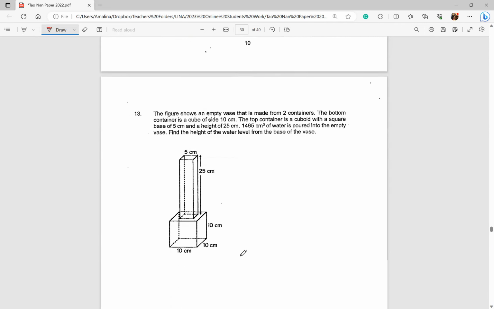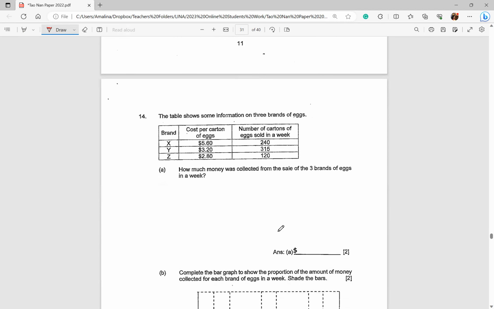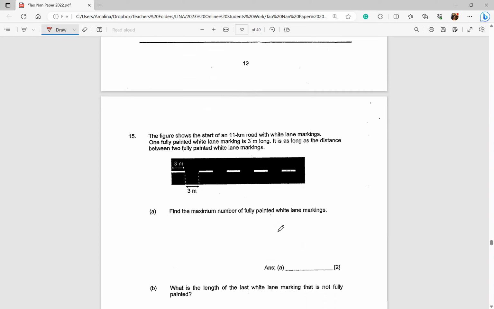Okay, let's move on. I will skip question number 13. I think it's quite okay. Question 14 is also okay. It's quite straightforward to find the money collected. Okay, let's move on to question number 15.